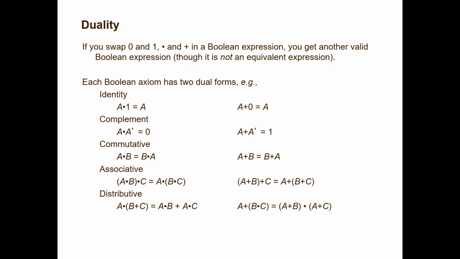So for example, if you look at the identity axiom, here we have A and 1 equals A. Well, if we swap AND for OR and 1 for 0, we get A or 0 equals A. For one more example, A and A complement equals 0. A or A complement equals 1. And then for the commutative, associative, and distributive properties, all you have to do is simply swap out the ANDs and the ORs and you still get a valid expression.